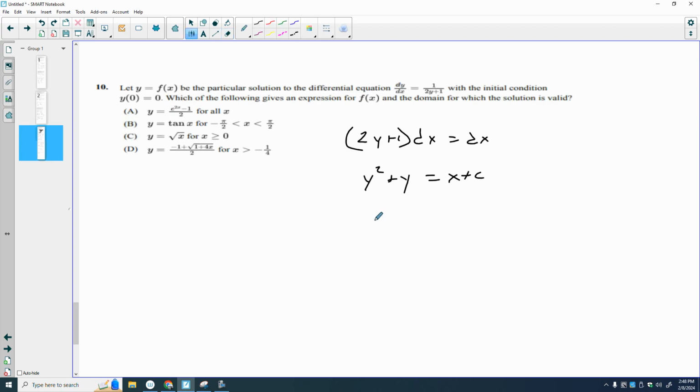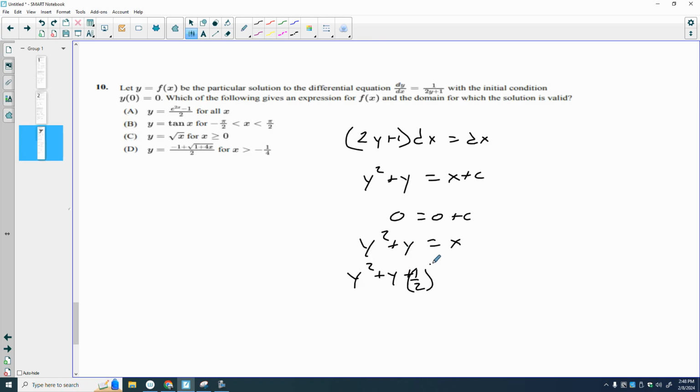Let's solve for c. Remember, I can solve anywhere. So I'm going to solve right here to make it easy. When x is 0, y is 0. So this becomes 0, this becomes 0, and c is 0. I like that. That helps a little bit. It gets rid of that c. So now I'm going to add 1, like I just said, to make it a perfect square. Not 1, sorry. Divide by 2 and square it.